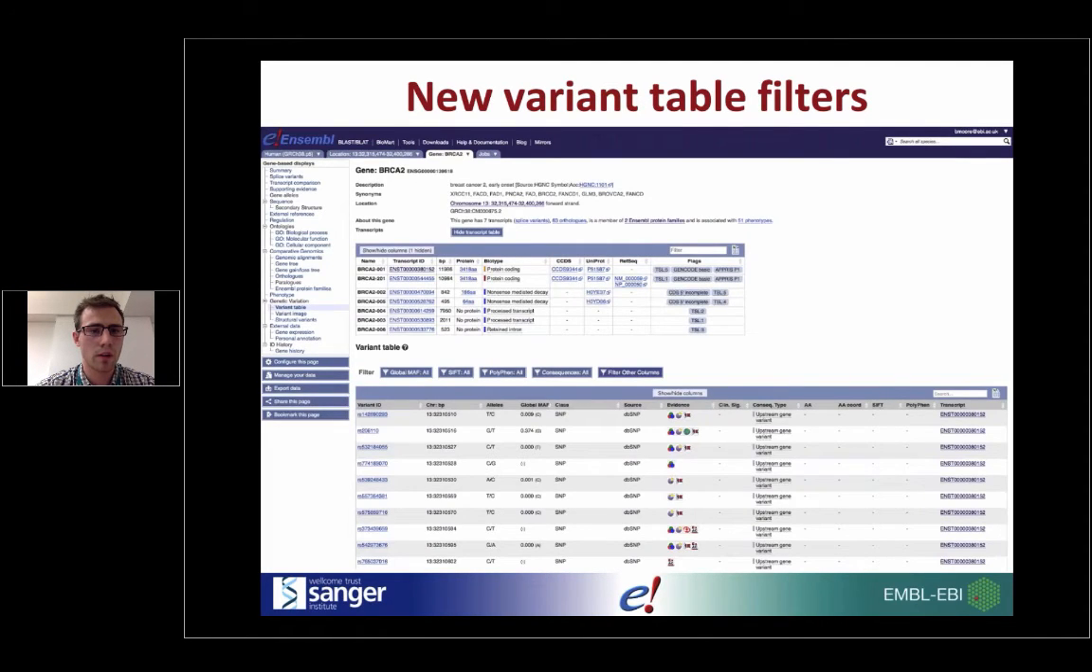So I'm going to use BRCA2 as an example here. From the Gene tab of BRCA2, you can click on the variant table option in the left-hand side menu, and this brings up the variant table as it has done before in previous releases of Ensembl.